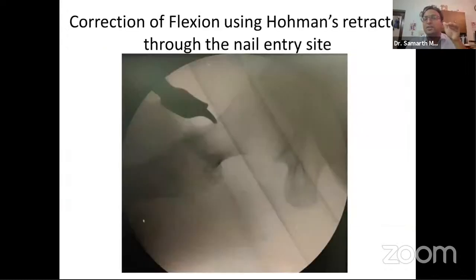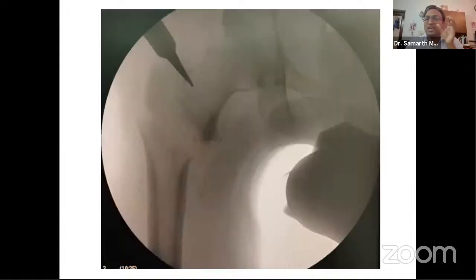So this is where first, what I did is, like I always do, try to make the entry point, put in a guide wire from that side. And first thing I did is in the lateral view, I corrected the flexion deformity. So my lateral view started looking good. But when I went to the AP view, the shaft and the proximal part were still separated from each other.